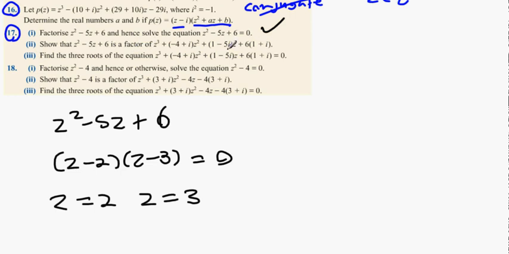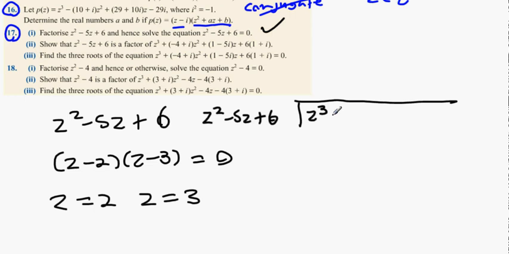Show that this is a factor of the following equation. So to show that it's a factor of the following equation, well, we could do this two ways. Okay, the first way would be to do long division, where we could try to put z squared minus 5z plus 6, and we could try and divide it into z cubed plus (4 plus i) z squared plus (1 minus 5i) z, and then plus 6 into (1 plus i).